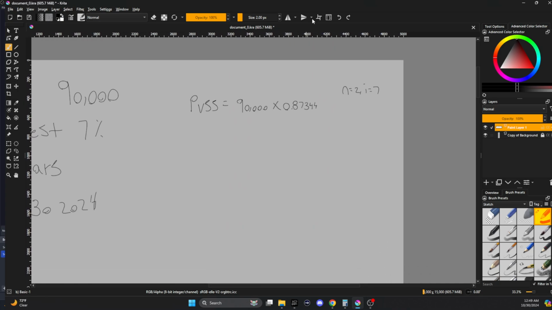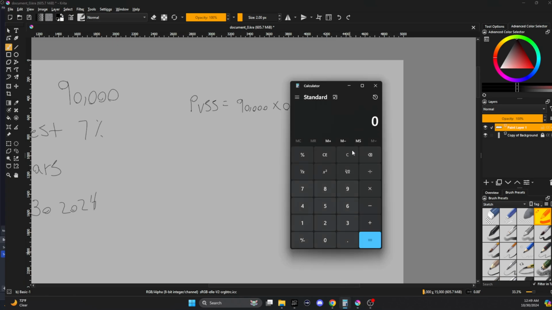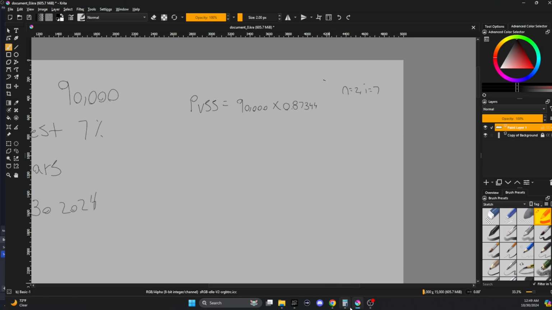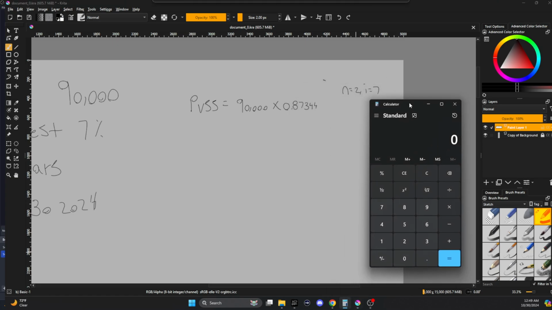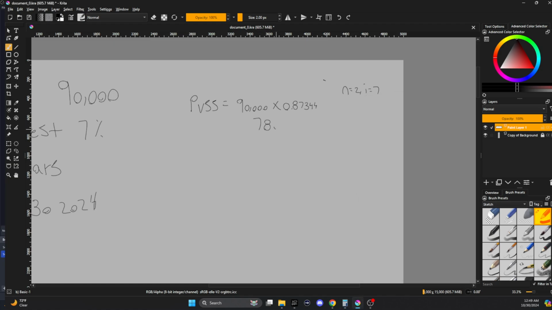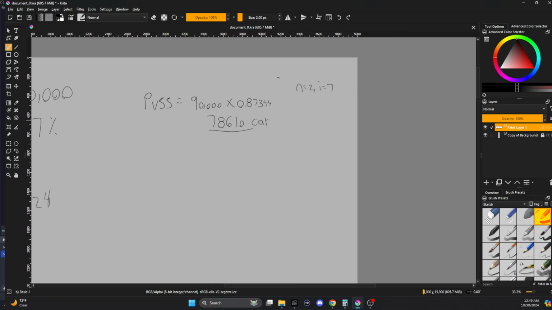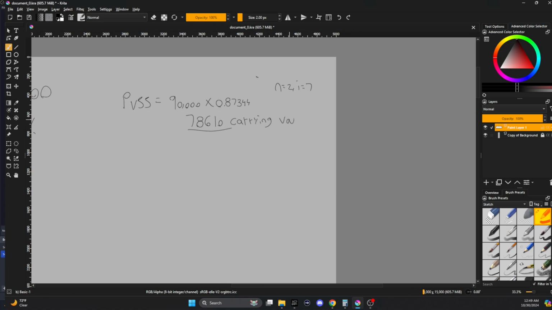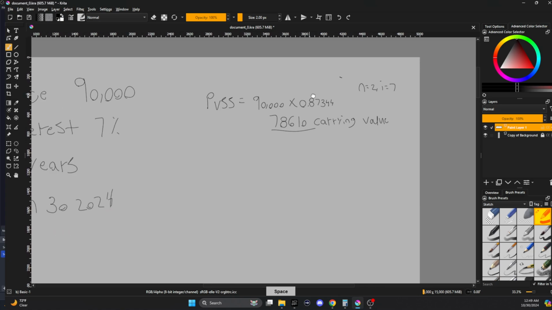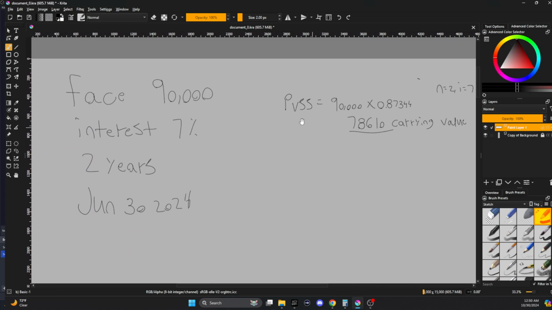Okay, and if we do that math, we get what? 78,610. And this is what's called our carrying value, or the present value of the note. It's known by both of those things.